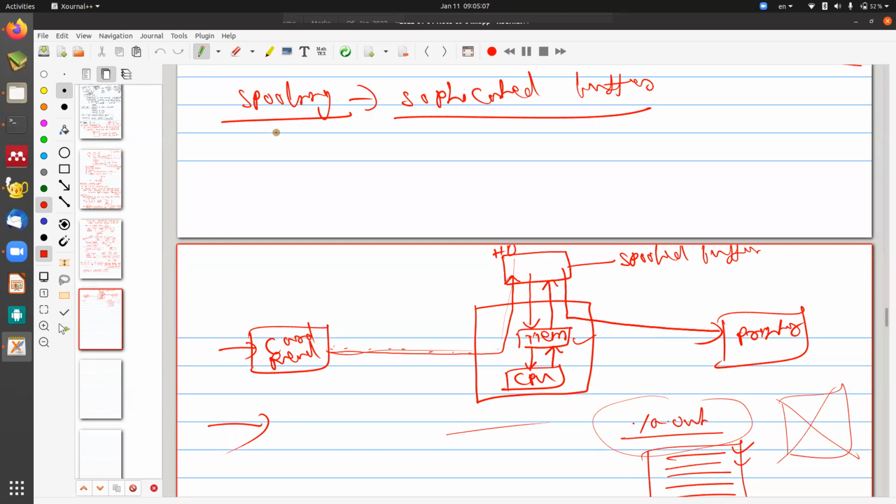Last class we studied two kinds of operating system. One is the serial operating system, and one is the batch operating system. Most of them work in the same fashion: the user has to give the jobs, and the jobs have to be executed one after another. Means at a time only one job will be executed. You cannot keep more than one job inside the memory.